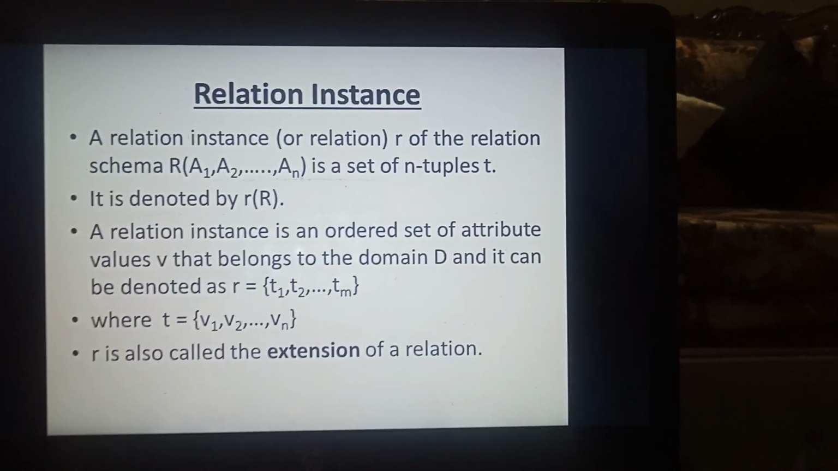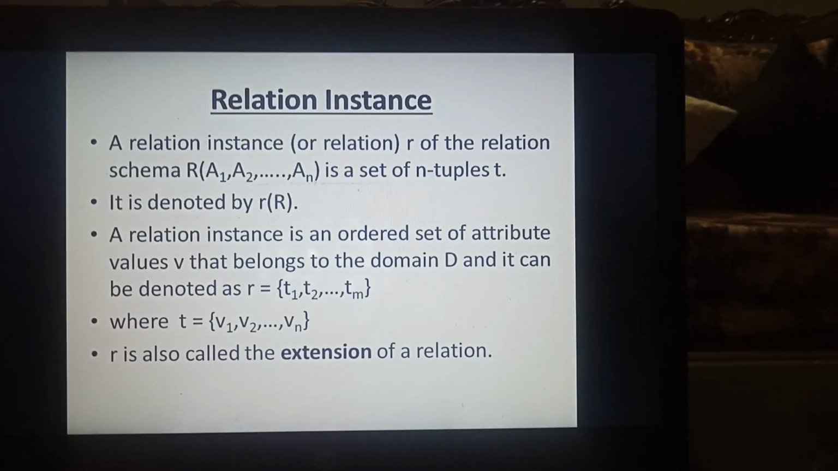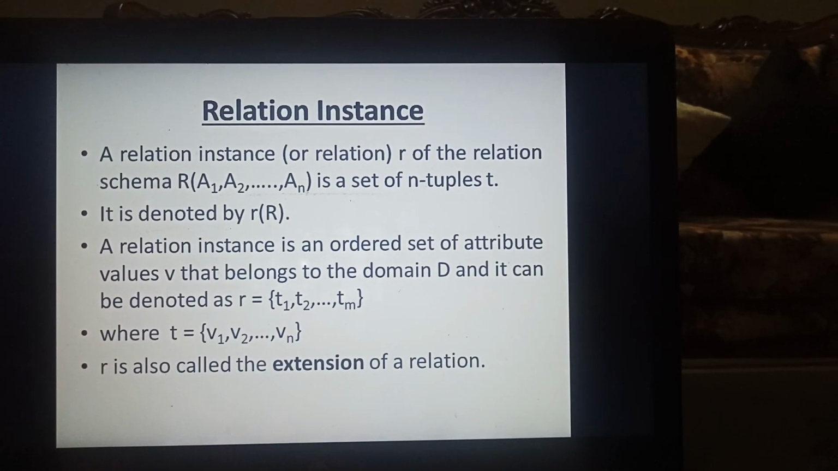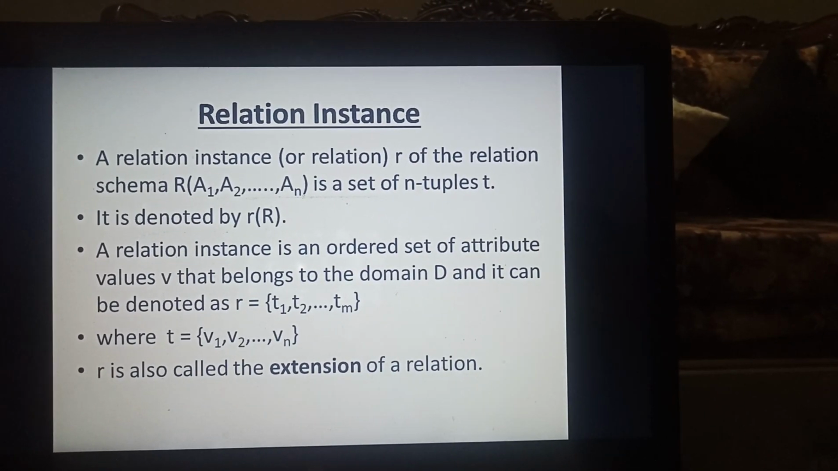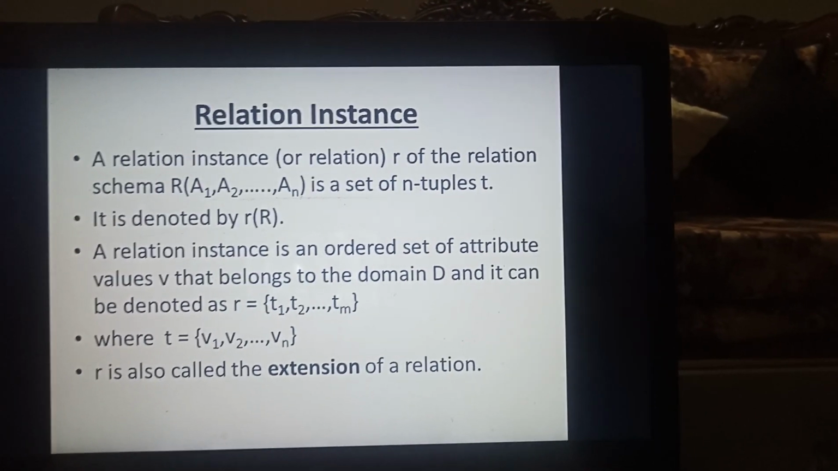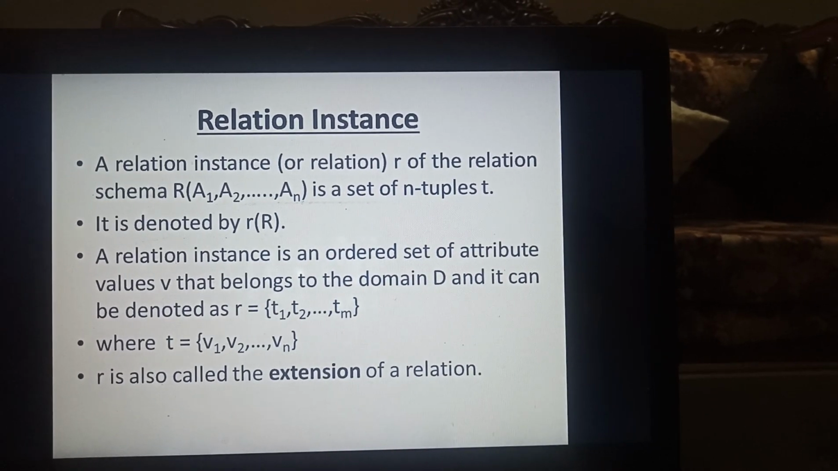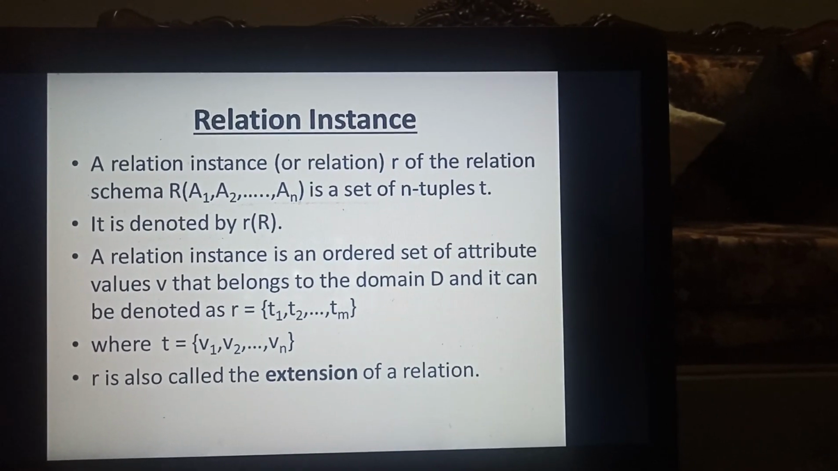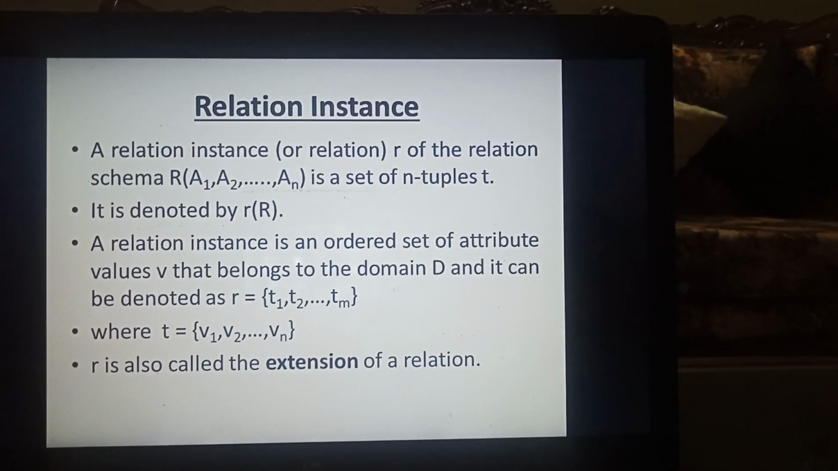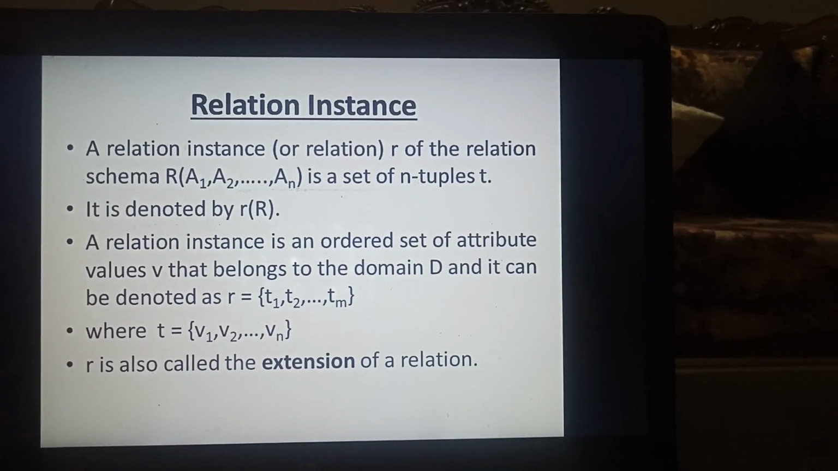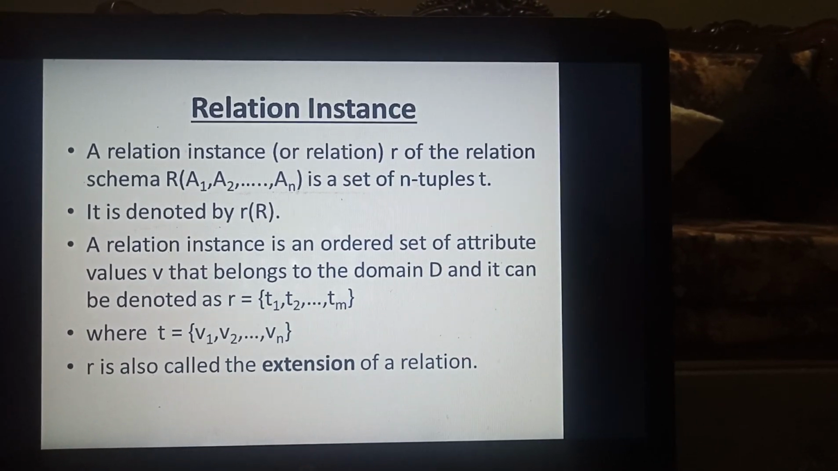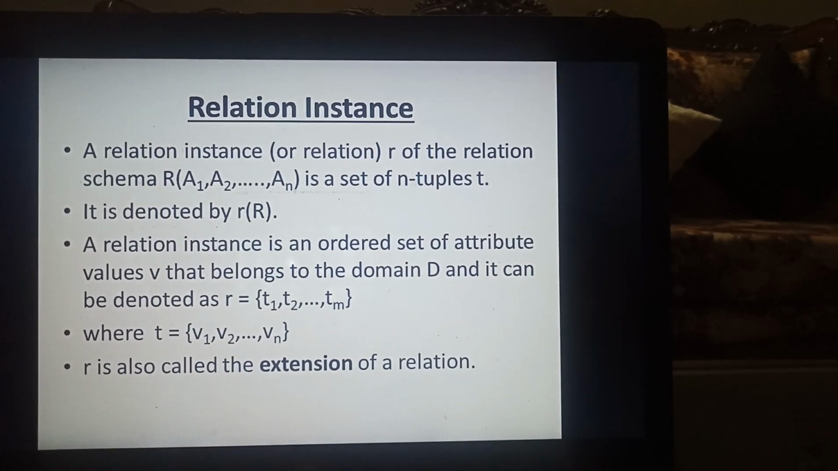The second term is relation instance. A relation instance, represented by small r of a relation schema R, is a set of n tuples T. Tuples are rows. So it is denoted by small r and in brackets we write capital R. So a relation instance is an ordered set of attribute values V that belongs to the domain D, and it can be denoted as r(R) = {T1, T2 up to Tm}.